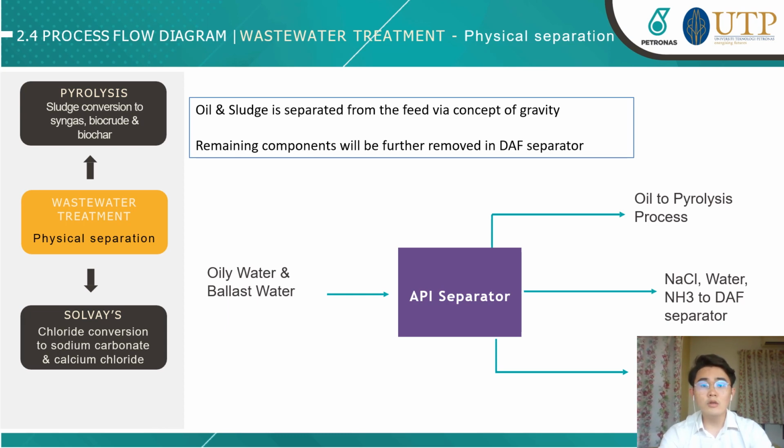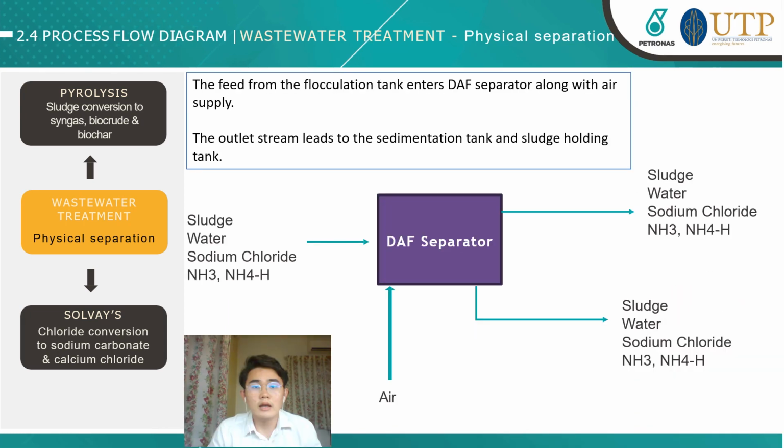First of all, the oily water and the ballast water go through an API separator, where the oil and sludge are separated via gravity, where the oil is transported to the pyrolysis reactor and the sludge is transferred to the sludge holding tank, and the remaining solution will then be transferred to the DAF separator. In the DAF separator, the remaining sludge and oil component which has gone through the flocculation will then be further removed by adding air into the vessel. The sludge will float to the top of the tank and then be transported to the sludge holding tank, whereby the remaining solution will then be transported into the sedimentation tank.